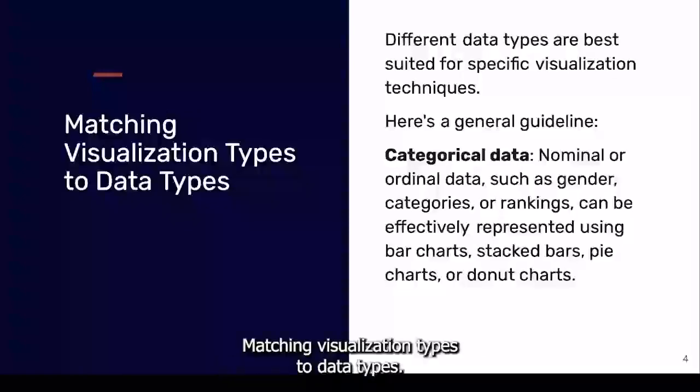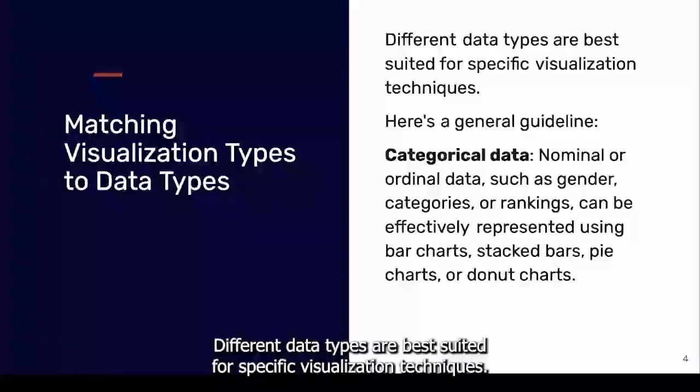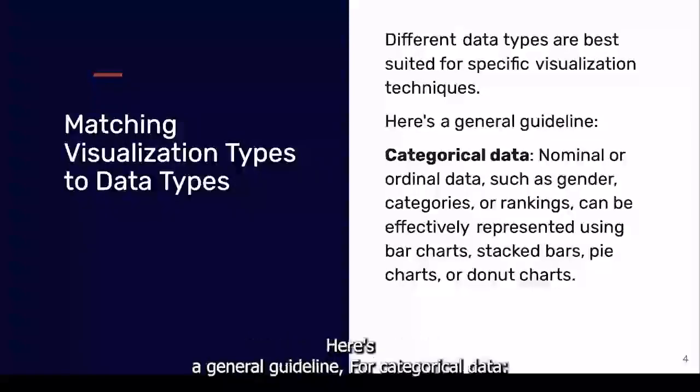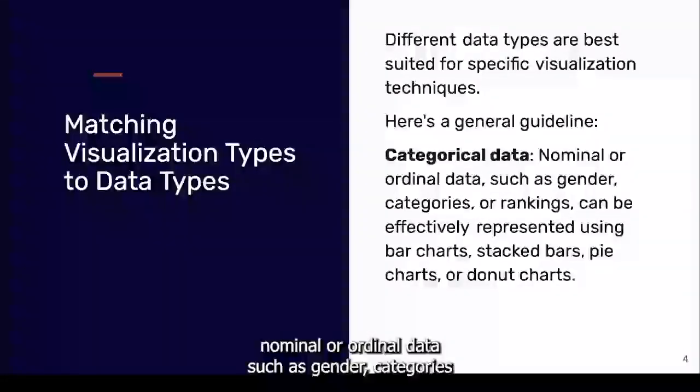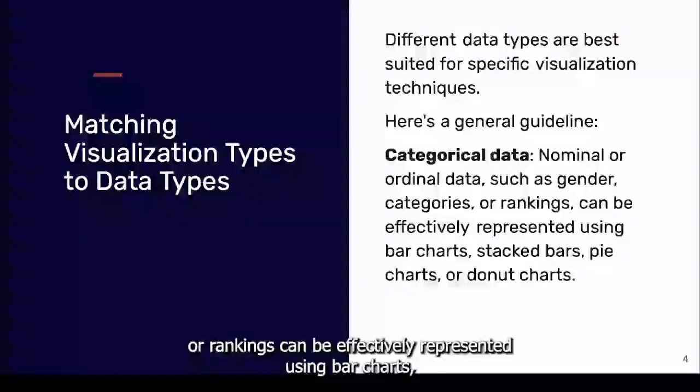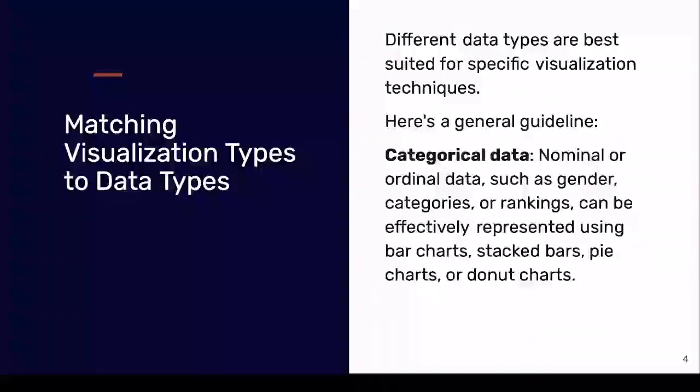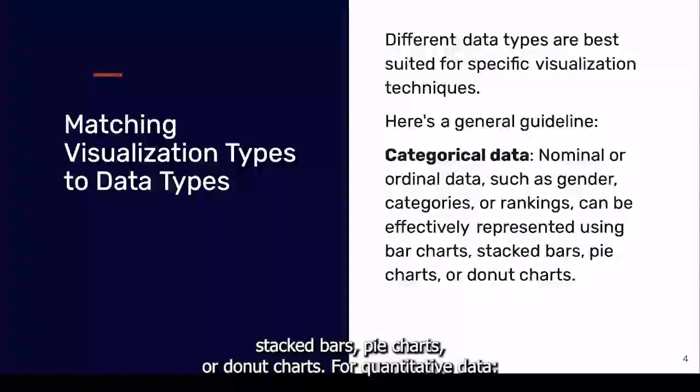Matching visualization types to data types. Different data types are best suited for specific visualization techniques. Here's a general guideline. For categorical data, nominal or ordinal data such as gender, categories, or rankings can be effectively represented using bar charts, stacked bars, pie charts, or donut charts.